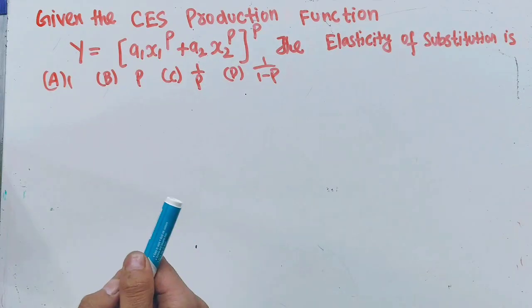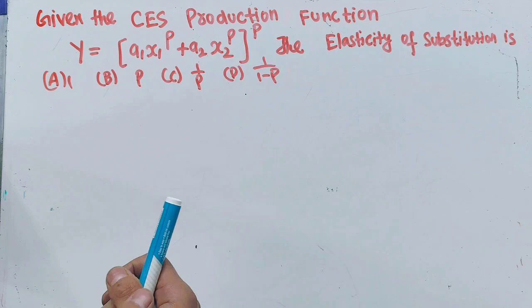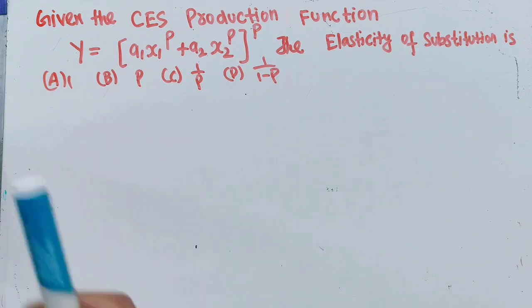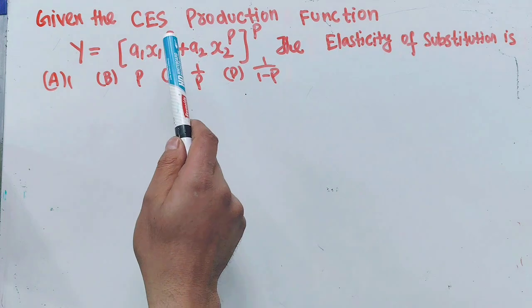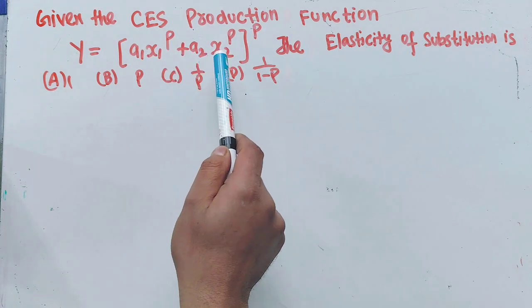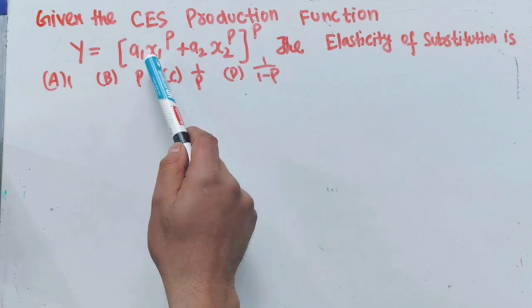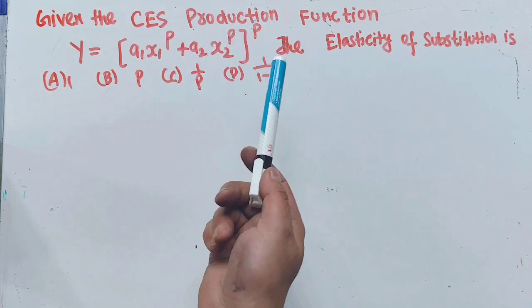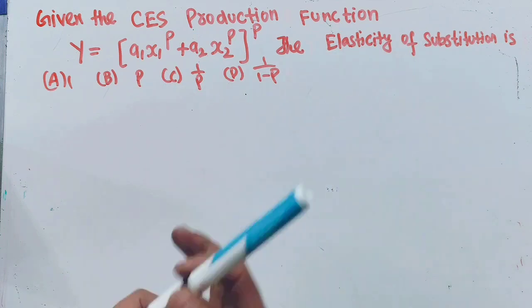The question is to find the elasticity of substitution of the constant elasticity of substitution production function. Given the CES production function y is equal to (a1 x1 raised to power p plus a2 x2 raised to power p) whole raised to power 1/p, where x1 and x2 are the two factors of production and y denotes the output, we need to find the elasticity of substitution.